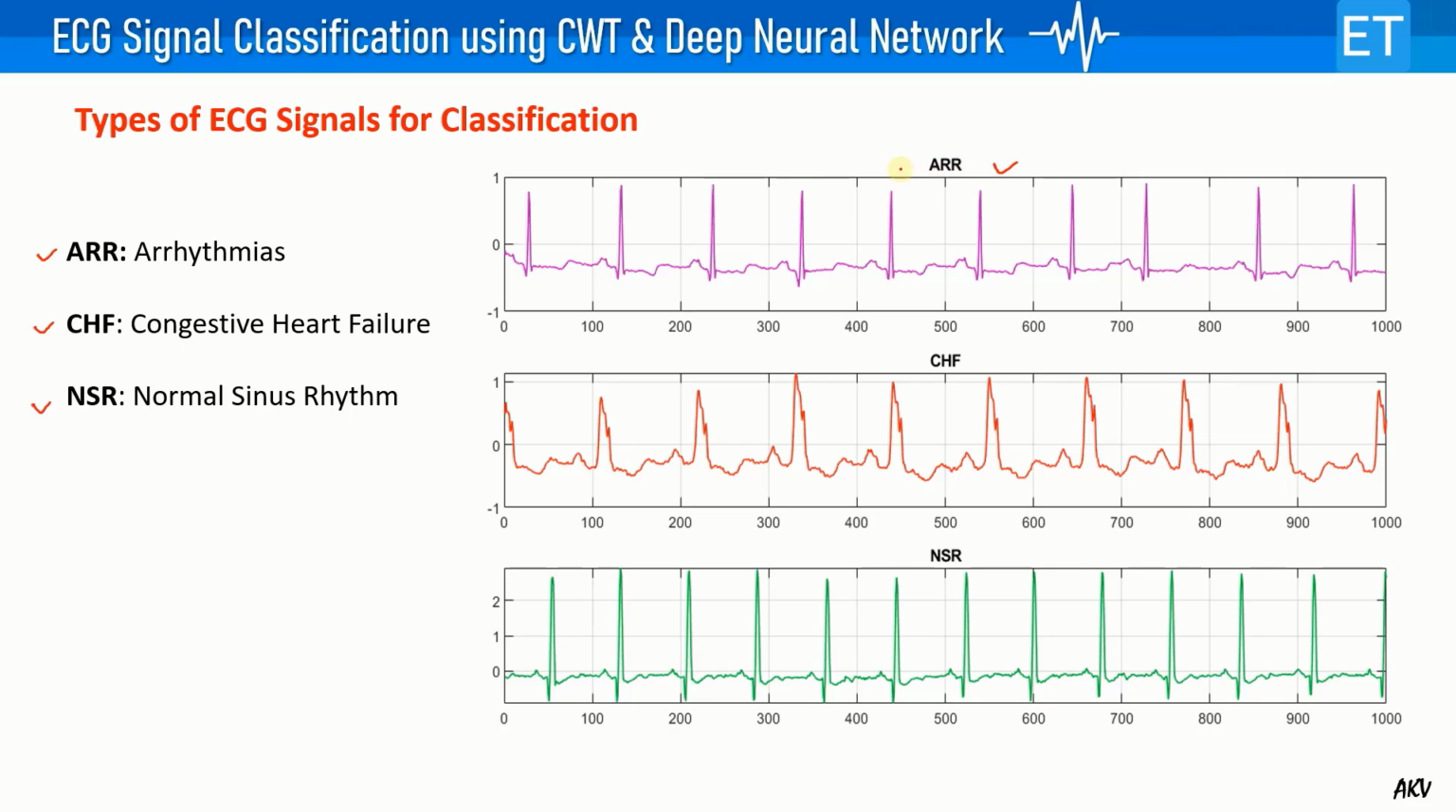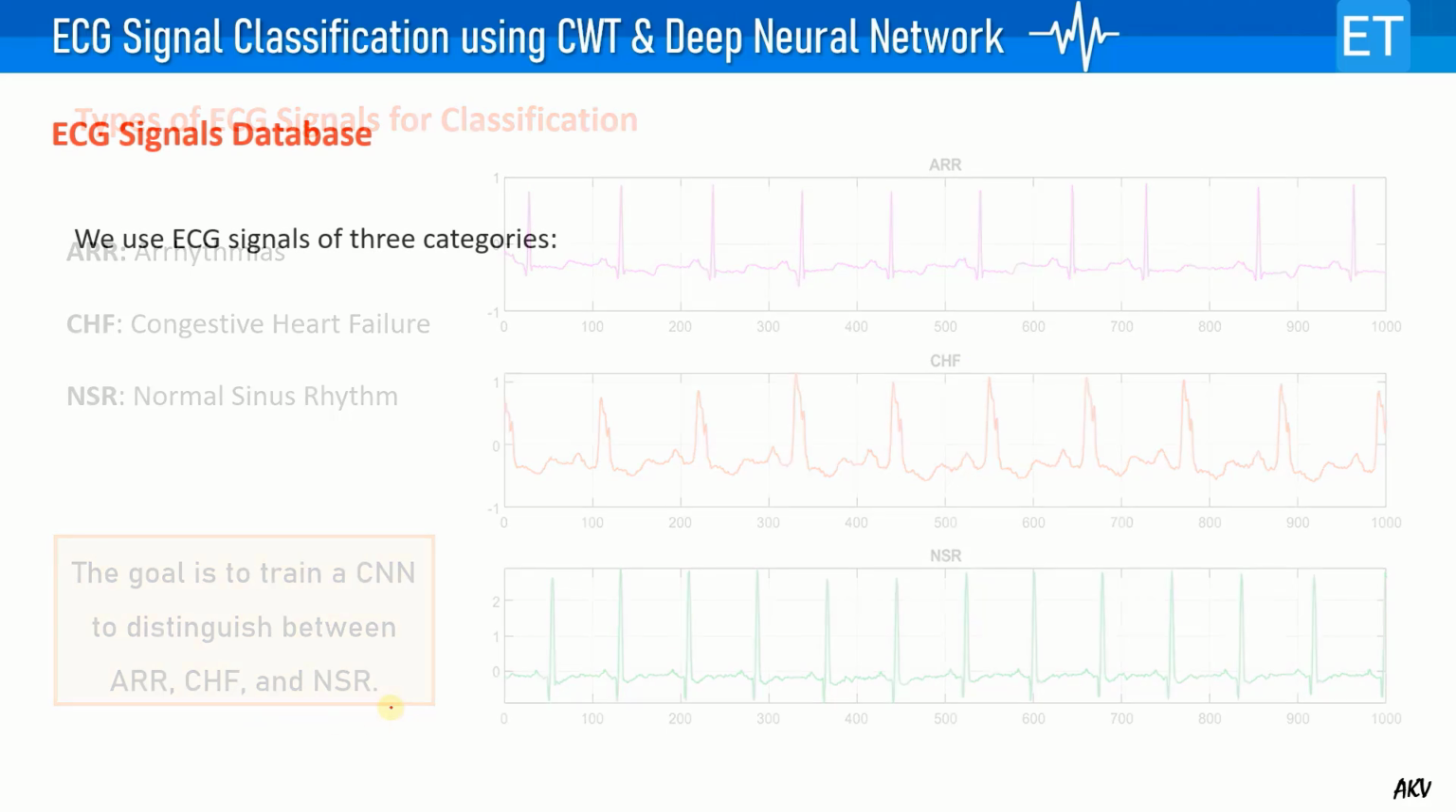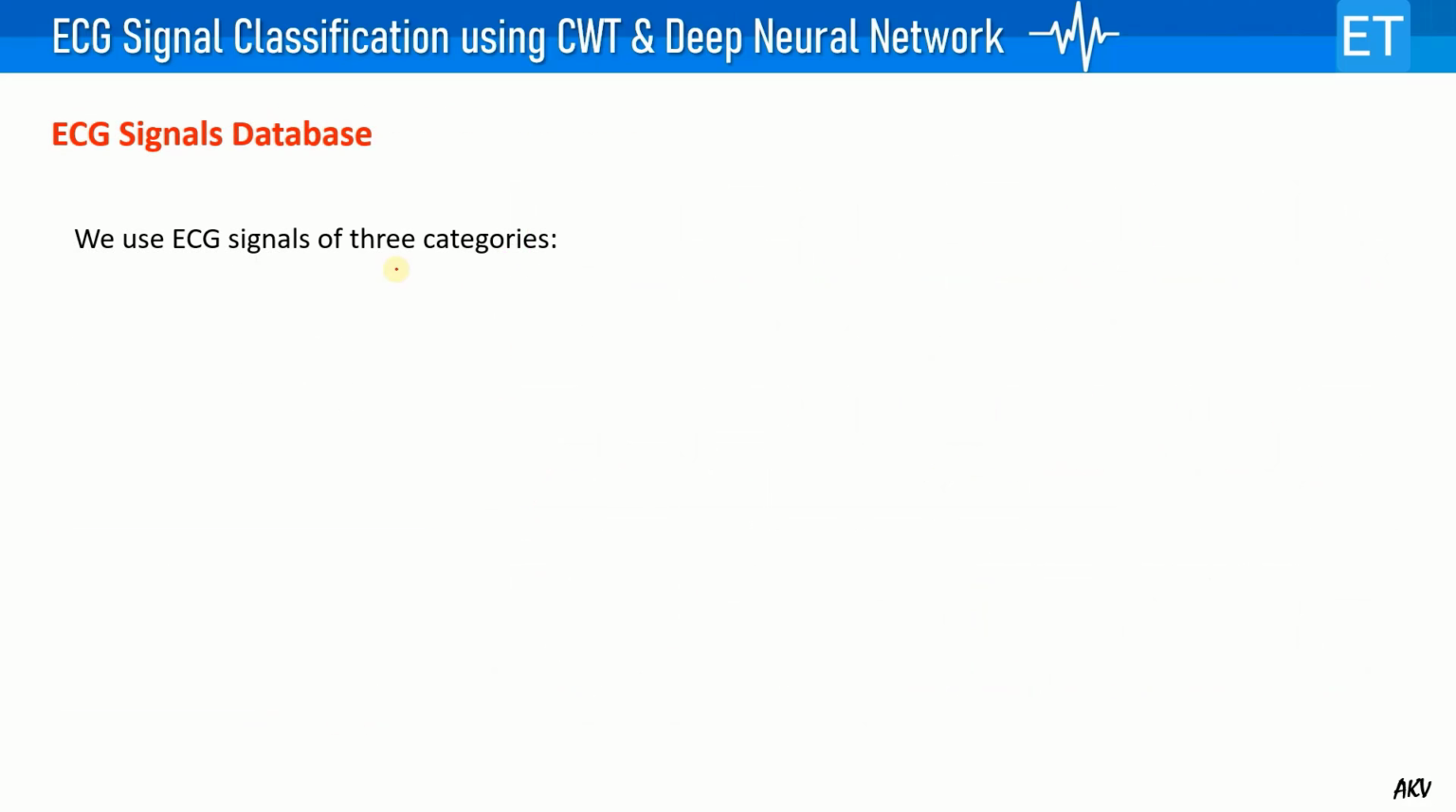The first signal represents ARR, I mean the case of arrhythmias, the second represents the case of congestive heart failure, and the third represents the normal heartbeat. And obviously our objective here is to train a CNN that will distinguish these three types of signals. So now let us go to the ECG signal database. As I said, we will use these three types.